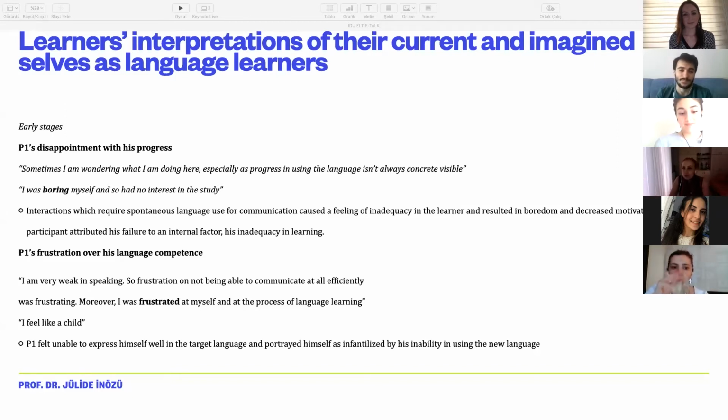So this is not my work. And he said, I was boring myself, and I had no interest in this study. So this is not a mistake. He didn't say I was bored. He said, I was boring myself. So he was really bored with himself. So he wasn't happy with his learning experience in the beginning of the term. And we know that interactions which require spontaneous language use are very difficult. And in those interactions, students very often feel inadequate. And this, unfortunately, as you see in this case, resulted in boredom.